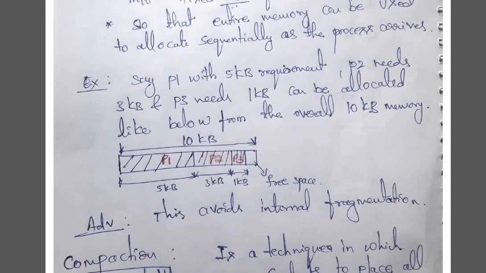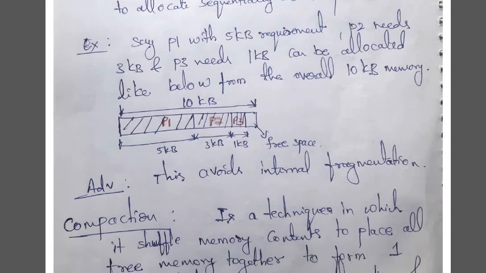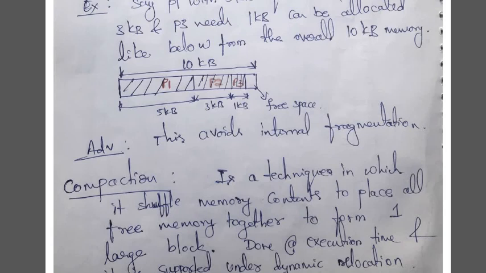There is 1 kilobyte of free space available at the end. If any other process arrives requesting 1 kilobyte, you could accommodate P4 in the available free space. This is how we allocate addresses continuously for processes as they arrive. This avoids internal fragmentation, because we have not divided memory into chunks where free space within a chunk could not be given to any other process. That can be avoided under the variable-sized partition method.